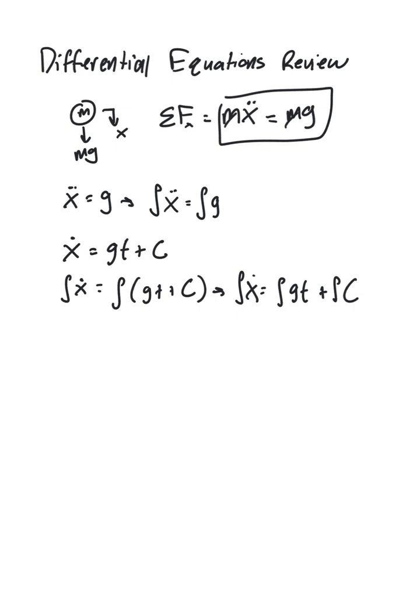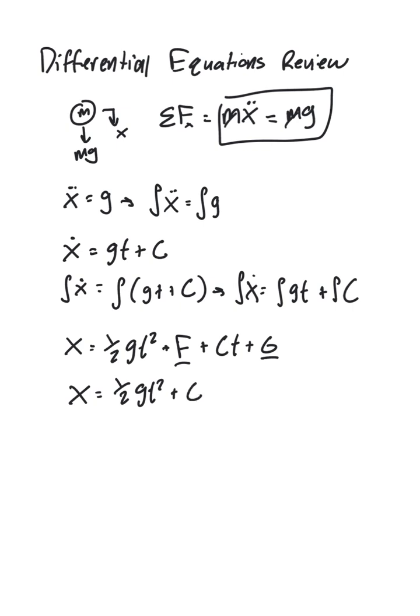I know I'm being a little loose with notation there, but that's going to give us x is equal to 1/2 gt squared, and that'll have some constant of integration associated with it. Maybe I'll just call that f for the moment. Then we'll have plus the integral of c, which is going to give us ct plus some constant of integration with that. Maybe we'll call it g. Now the beauty is that some constant plus some other constant is just a constant. So what we can do is simplify this to 1/2 gt squared plus ct. I'm just going to call that new lumped constant d.